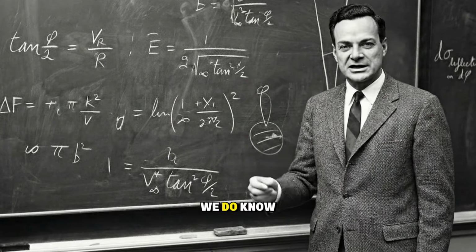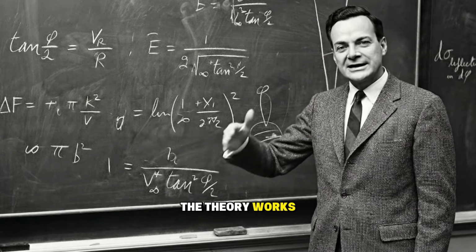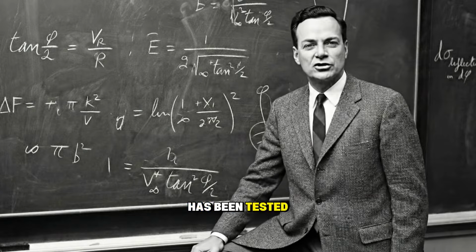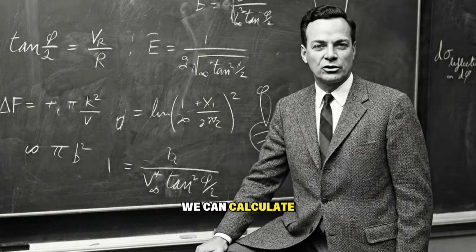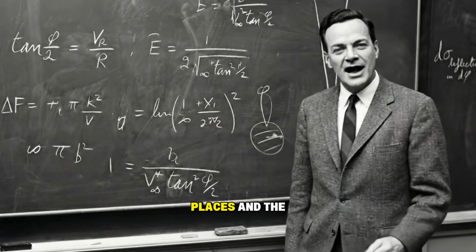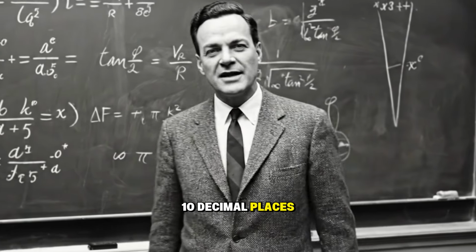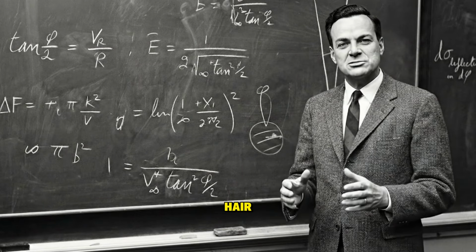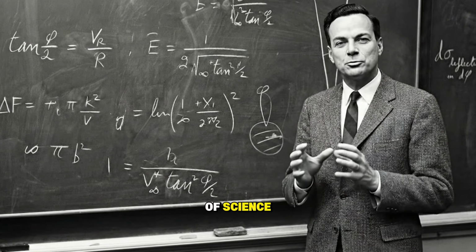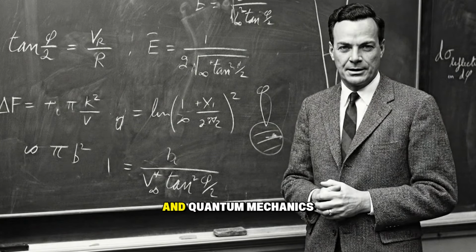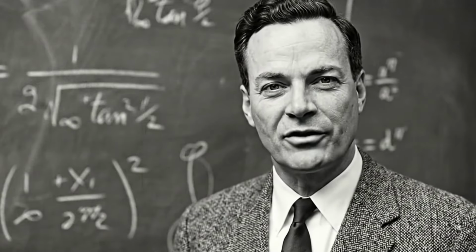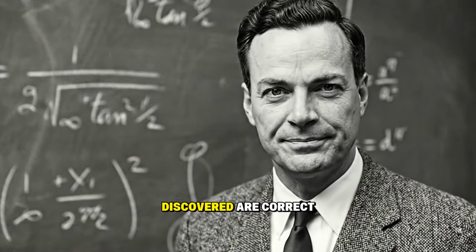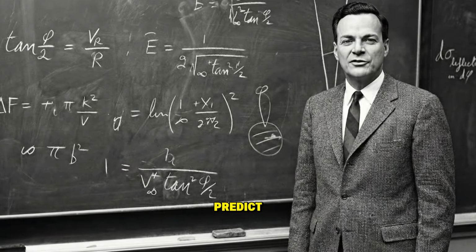But let me tell you what we do know for sure. The theory works. Quantum electrodynamics, the theory of how light and electrons interact, has been tested to extraordinary precision. We can calculate certain quantities to 10 decimal places, and the experiments match 10 decimal places. That's like measuring the distance from one city to another and getting it right to the width of a hair. No other theory in the history of science has been tested this precisely, and quantum mechanics passes every test. So whatever is going on underneath, whatever reality really is, the rules we've discovered are correct. They work, they predict, they explain.